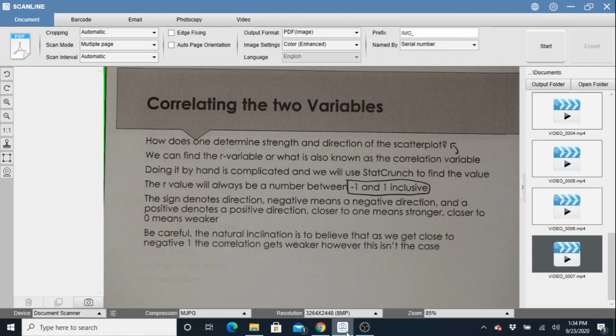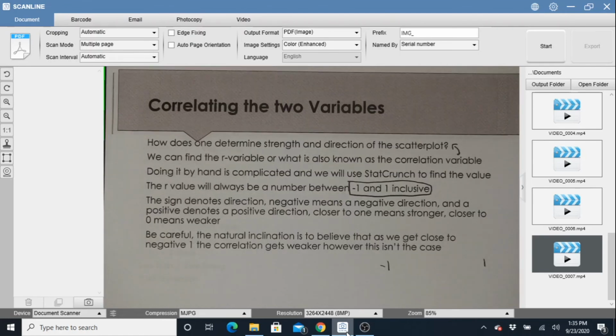So really it looks like this: -1 and 1. The closer you get to -1, the stronger negatively we get. And the closer we get to +1, the stronger positively we get. So stronger negatively, stronger positively. It's actually going towards 0 that makes us weak. So as we go towards 0, we get weaker.